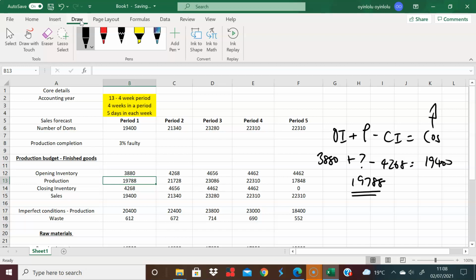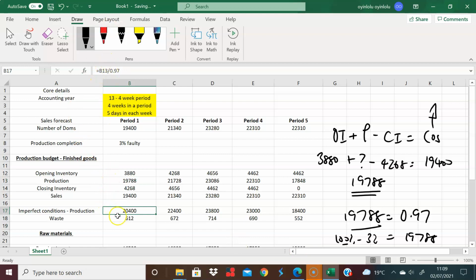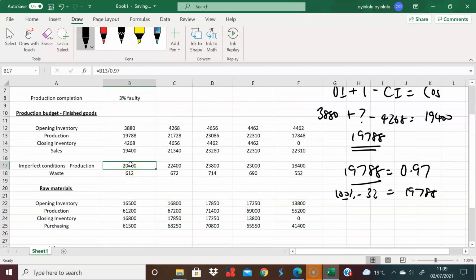Now, once you've done that, you know this is your perfect production, the production that came out well. But I needed to actually produce more because I was going to lose 3% of that. So this 19,788 is equal to 0.97, or 97%, of actual production, because what happened was I produced a certain amount, I lost 3% of it, and then I got this. Technically this is 100% minus the 3%, and I got the 19,788. The question is, what did you produce? So all I'm doing is dividing this production by 0.97. You can see that is just B13 divided by 0.97. So I actually produced 20,400, which means that what we're wasting is the 20,400 minus the 19,788.